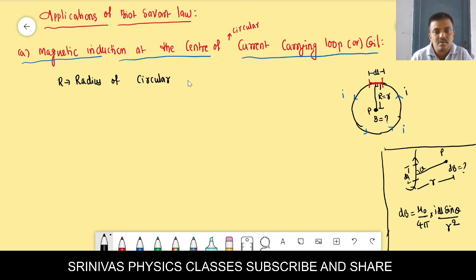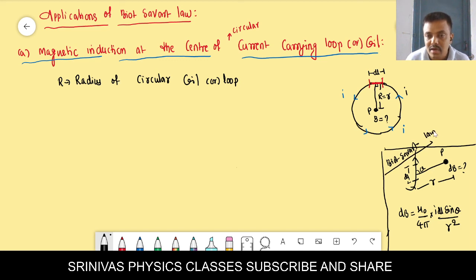The radius of the circular coil or loop is capital R. dl is the small element, and theta is the angle in the formula, which we have to apply here. You see, this point P is what? This is the Biot-Savart law, yes or no?